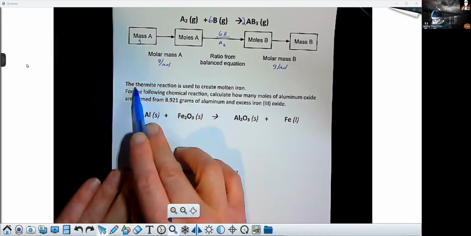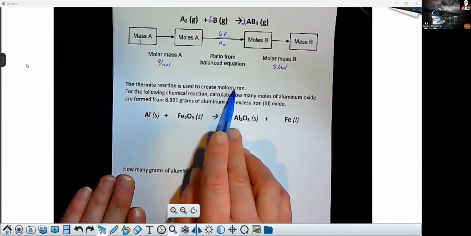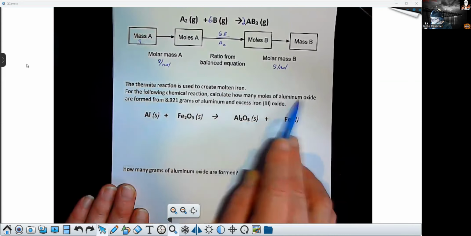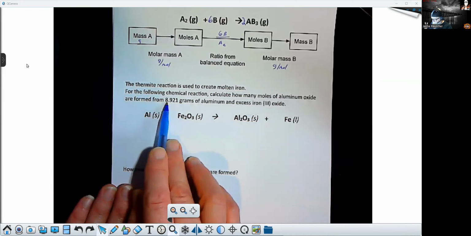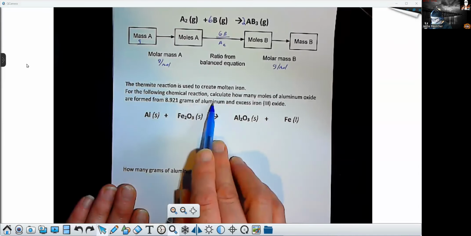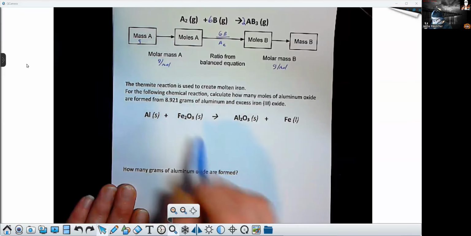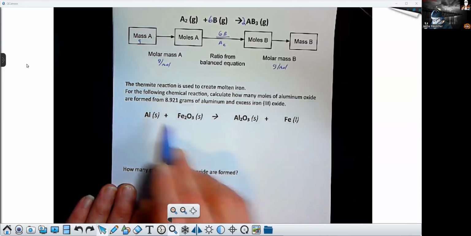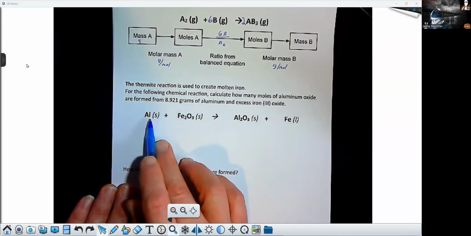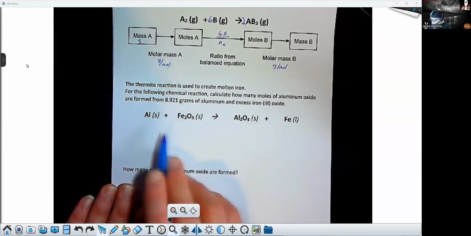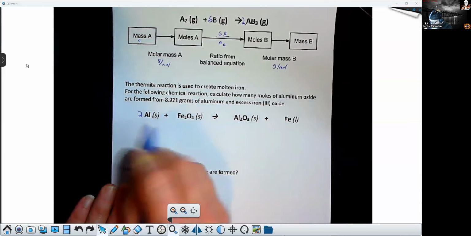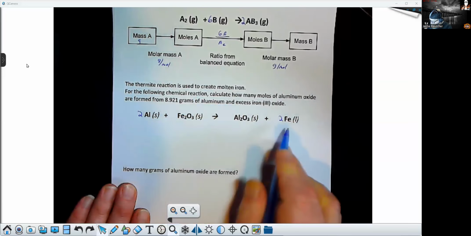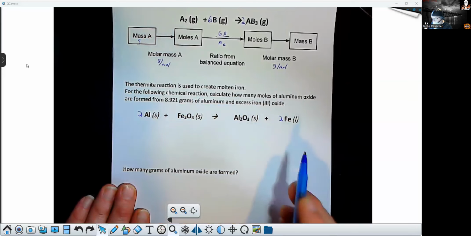The thermite reaction is used to create molten iron. For the following chemical reaction, calculate how many moles of aluminum oxide are formed from 8.921 grams of aluminum and excess iron 3 oxide. Here we have a chemical equation which is not balanced, because we have 2 aluminums here, only 1 here, 2 irons here, and only 1 there. So we can put a 2 here to balance our aluminum, put a 2 here to balance our irons, and everything is balanced at this point.